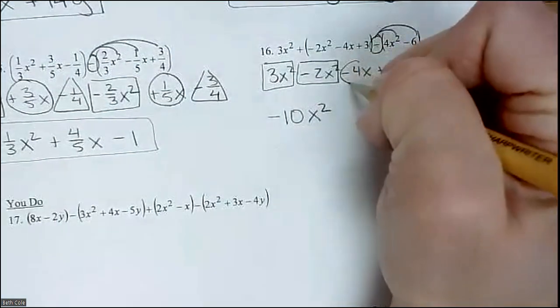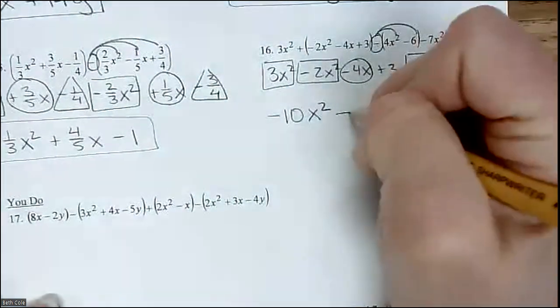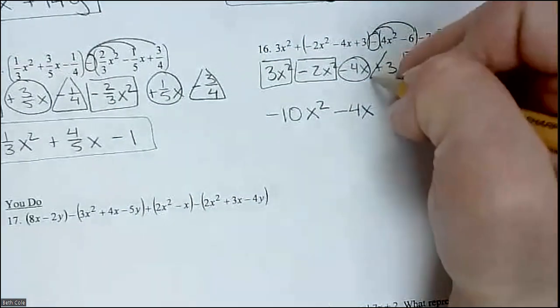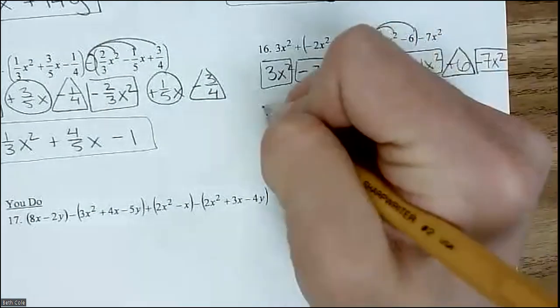All right, then we've got a -4x. Does that combine with anything? No, so just leave it. -4x. And then you have a +3 and a +6. So that'll be +9.